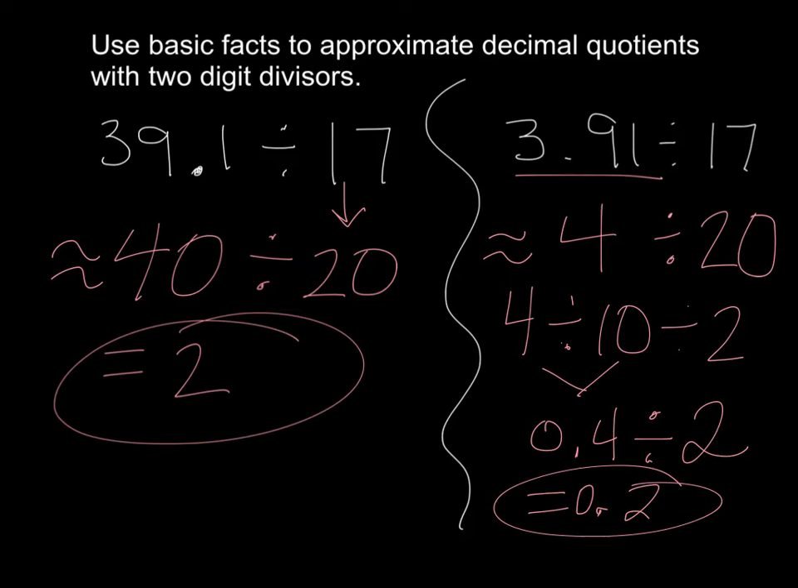Okay, so those are two simple ways to use estimation and your knowledge of basic facts to approximate the answer or the decimal quotient. Okay, let's try another one.